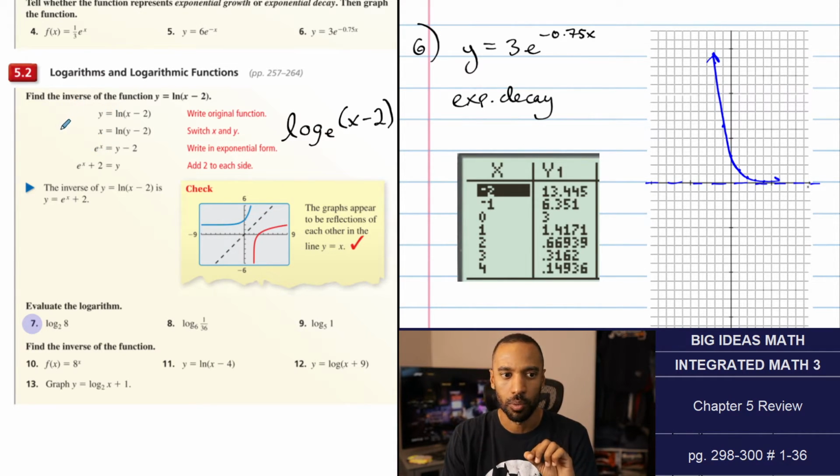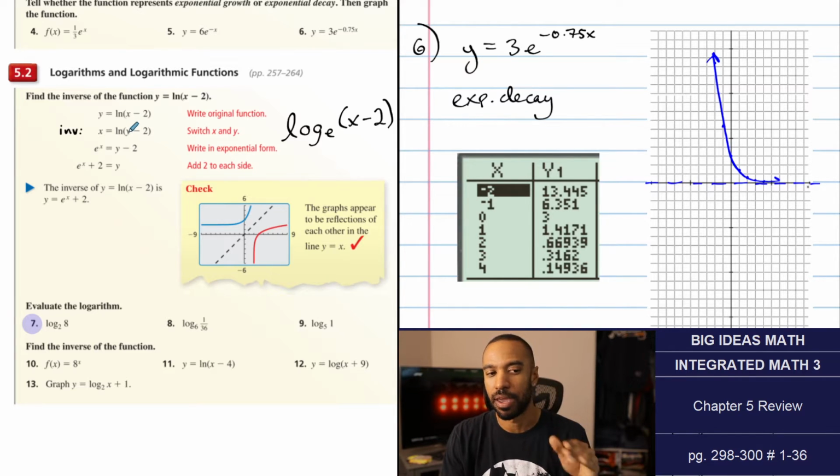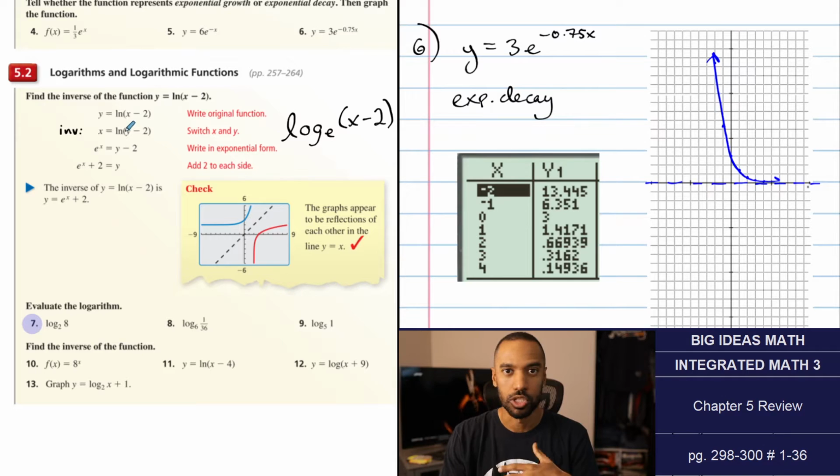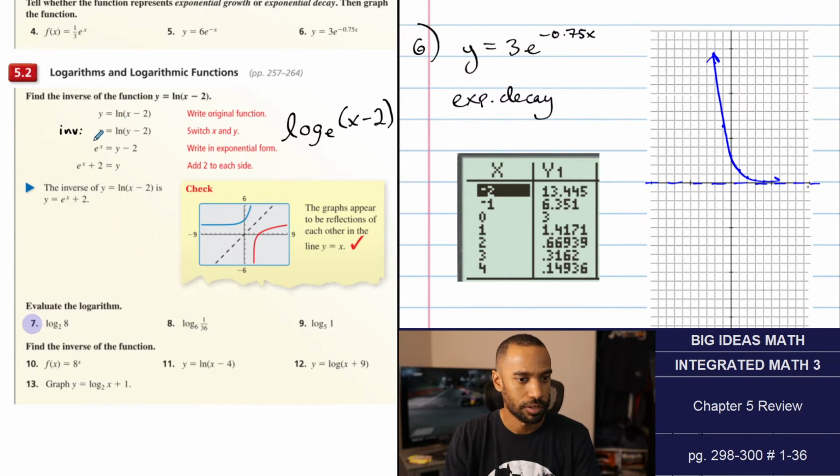Keep that in mind. When we're finding inverse, that would be right here. This is where you swap x and y, but your goal is to solve for y. Y is buried inside the logarithmic function. To get it out, you must use inverse properties. This one involves exponential function.